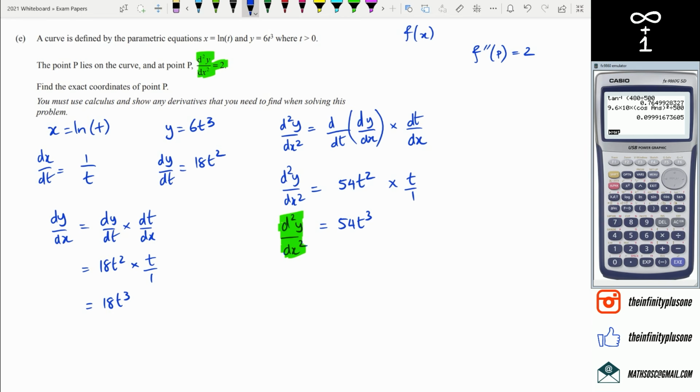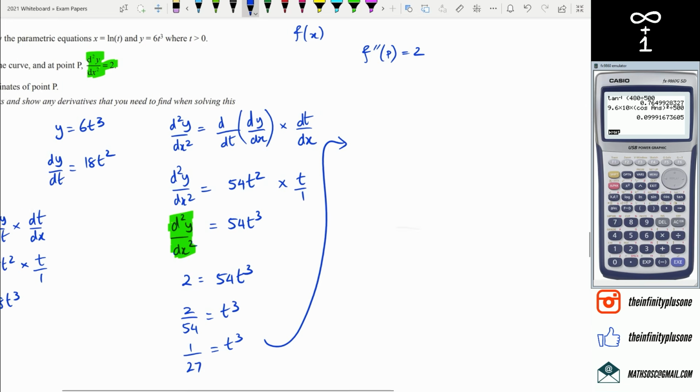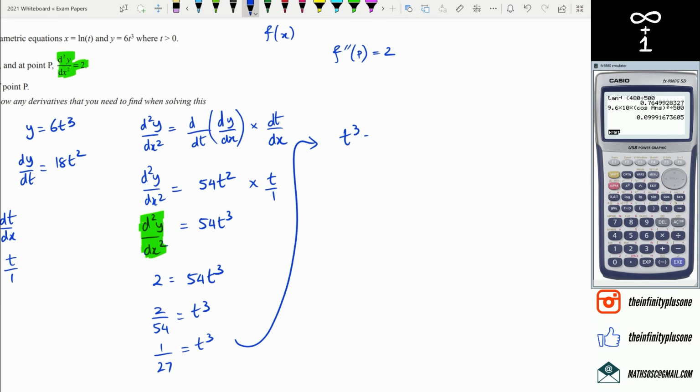And that's what we're going to do. We're going to put 2 is equal to 54t cubed and rearrange it. So we're going to get 2 over 54 is equal to t cubed. So t cubed is equal to 1 over 27. And then I can say t is equal to 1 over 27 to the power of a third.